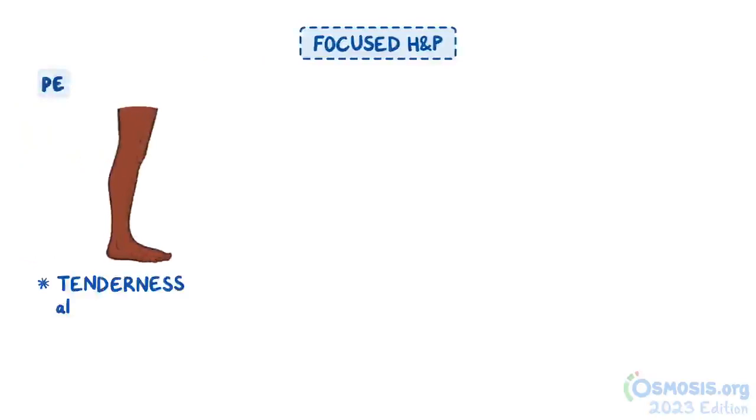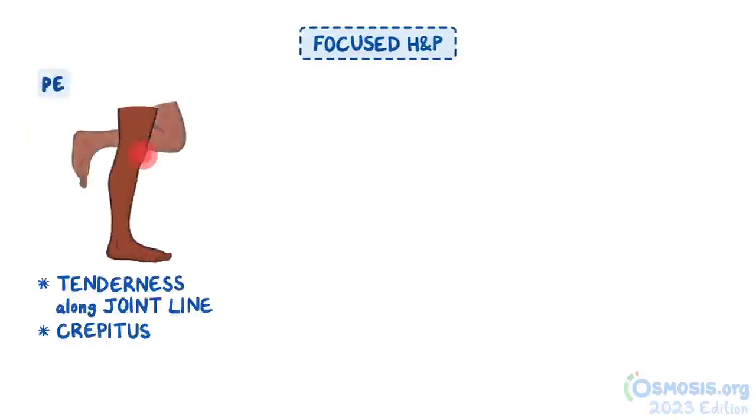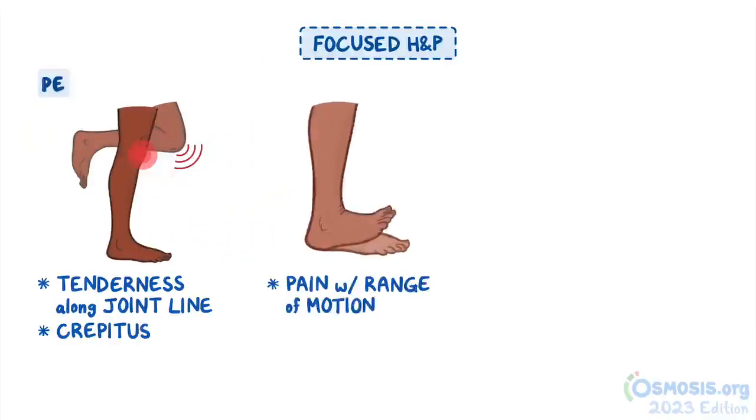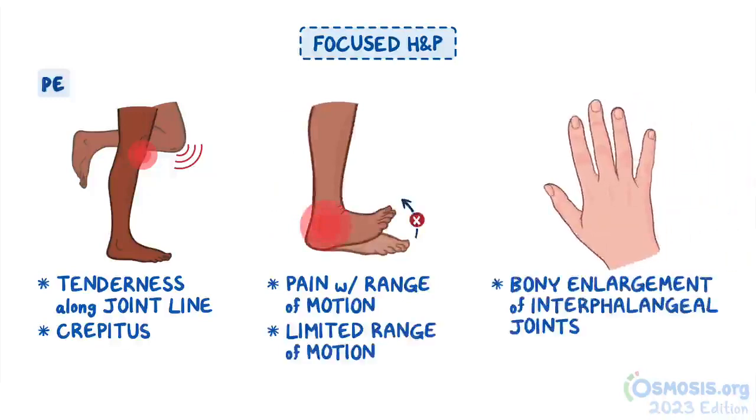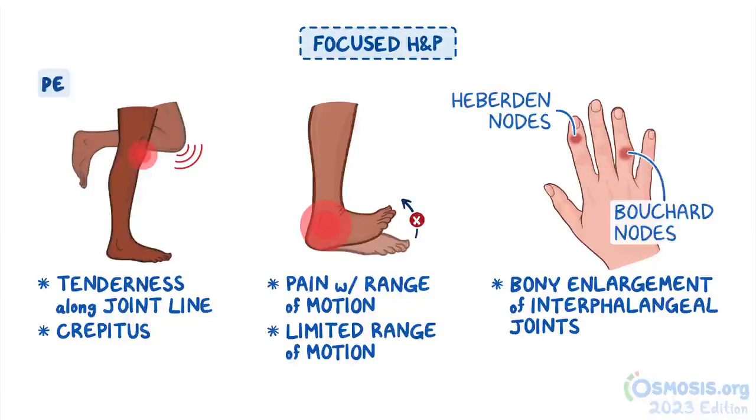On the other hand, the physical exam may reveal tenderness along the joint line and crepitus, which is a grating sound or sensation when the joint moves. Your patient may also have pain with range of motion testing of the joint, a limited range of motion, as well as bony enlargement of the interphalangeal joints. Bony enlargement at the distal interphalangeal, or DIP joints, is called Heberden nodes, whereas enlargement at the proximal interphalangeal, PIP joints, is called Bouchard nodes.